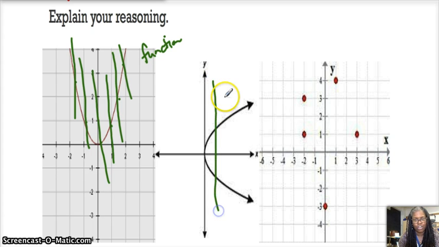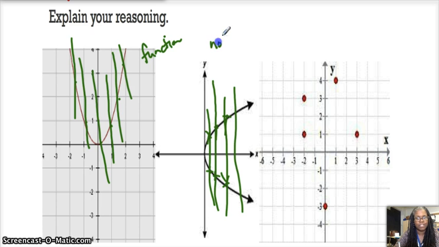As soon as I draw vertical lines here, I see that I am hitting twice. Boom, boom, boom, boom, boom, boom. And clearly this is not a function. In a sense, we say that it fails the vertical line test.